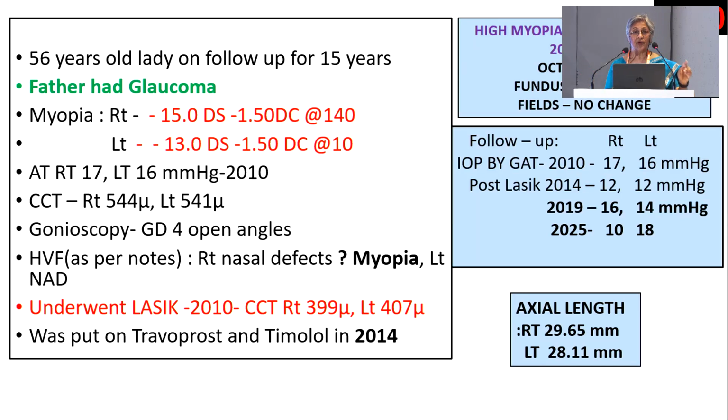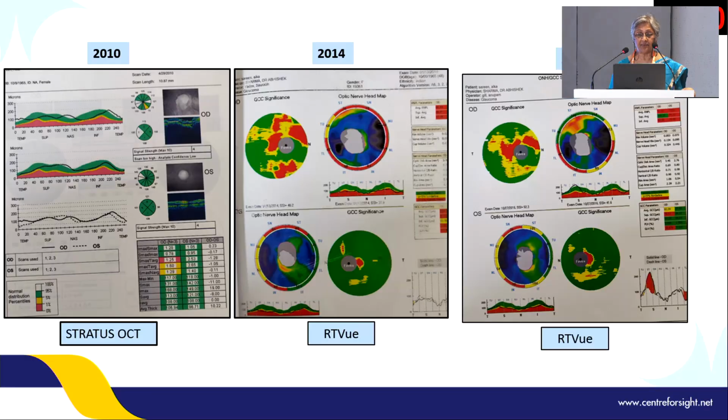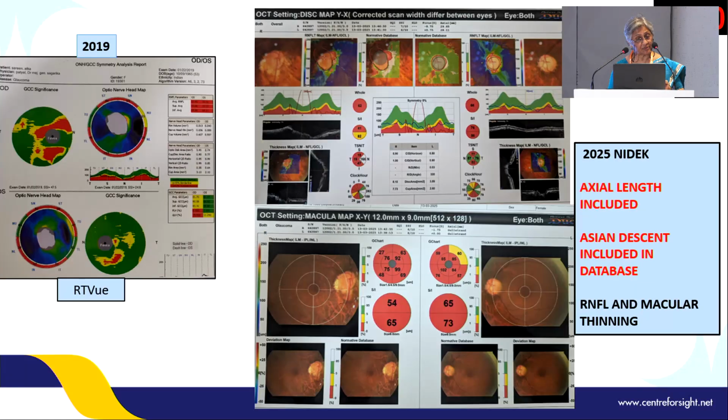Okay, sir. So look at the axial length, 29.65 and 28.11 millimeters. And look at the various types of OCTs that have come with the patient. 2010, Stratus. 2014, RTVue. 2016, RTVue. But everywhere it is telling us that the right eye is the damaged eye, and then subsequently, the left eye also is showing damage. Then in 2019, same thing.